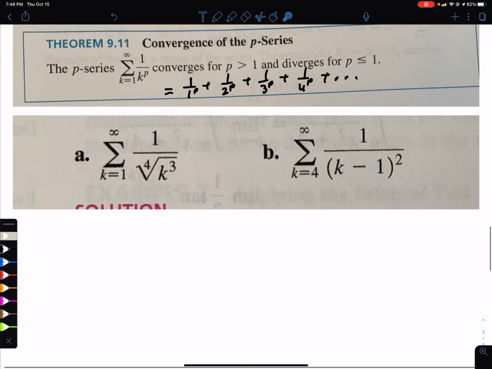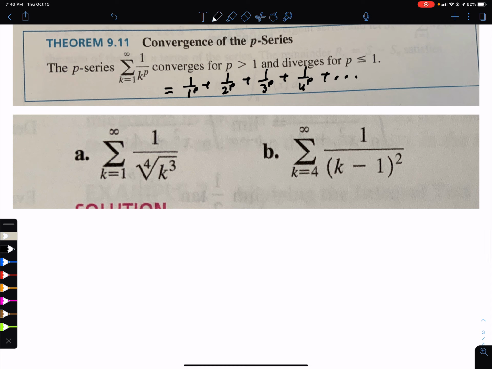So these problems are actually pretty easy. Let me rewrite this series. It's 1 over k to the 3/4. It diverges. Whoa. It diverges because p is less than 1. Okay, this one's crazy. I apologize in advance.